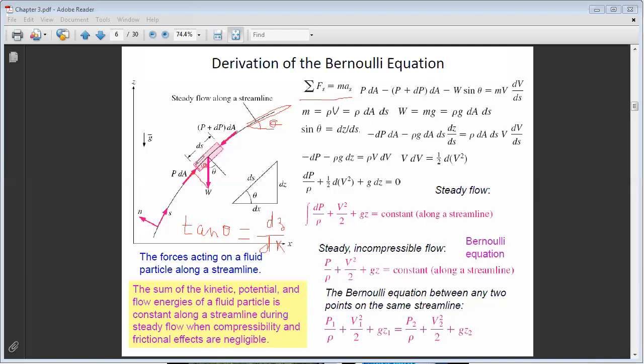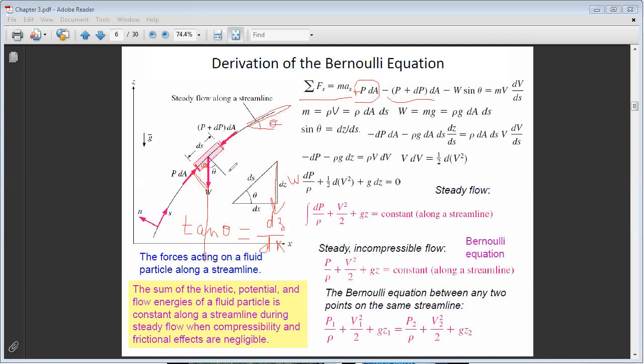We have the pressure force on this side, plus P dA. We have the pressure force on the other side, so it's minus P plus dP, dA. And we have the projection of the weight. And look, the weight is always vertical. So if we represent the weight here, this is our weight, it's along dz. This is W. And as you can see in the figure, theta represents the angle between the tangent line and the horizontal line.